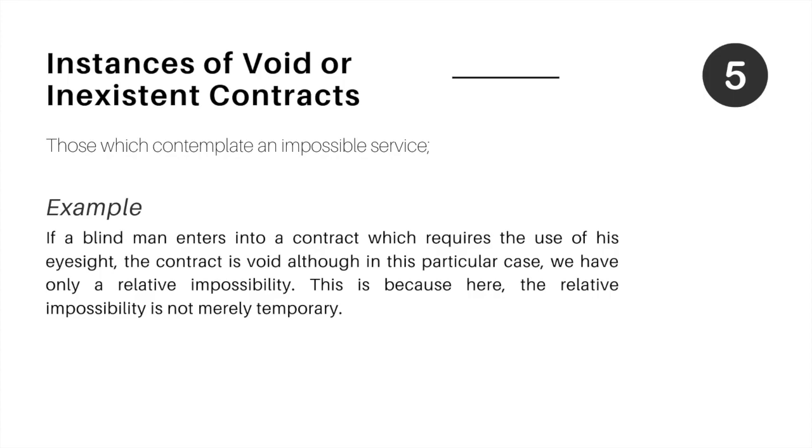Fifth, those which contemplate an impossible service. Example, if a blind man enters into a contract which requires the use of his eyesight, the contract is void, although in this particular case, we have only a relative impossibility. This is because here, the relative impossibility is not merely temporary.